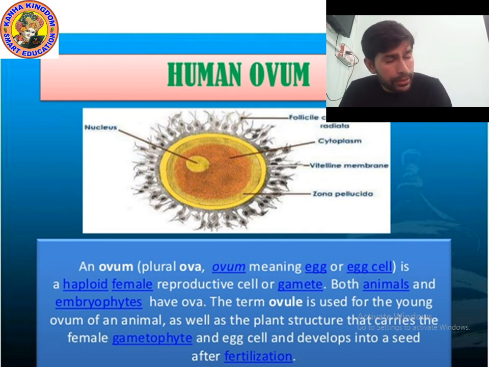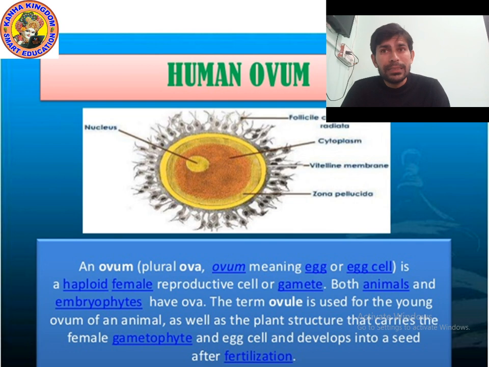A female cell is actually a reproductive cell, or you can say it is a gamete. Do you know the meaning of ovule? O-V-U-L-E, ovule. The term ovule is used for the young ovum of an animal. If the ovum is young, then in place of ovum we will use the term ovule.